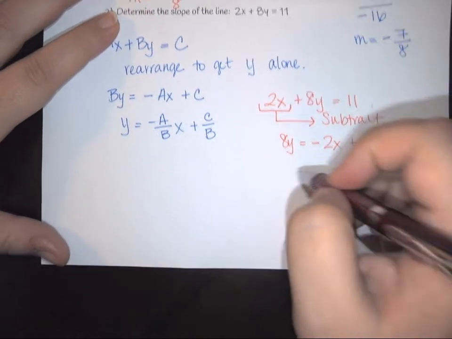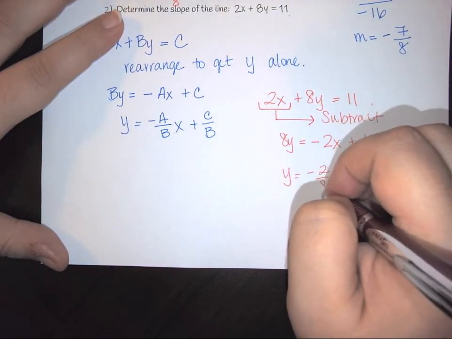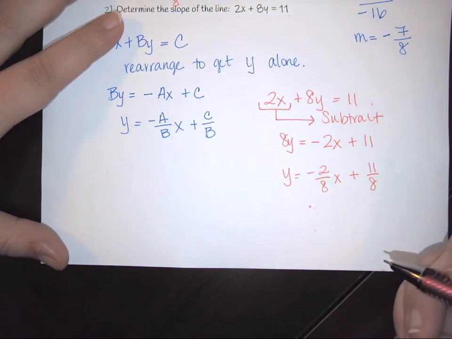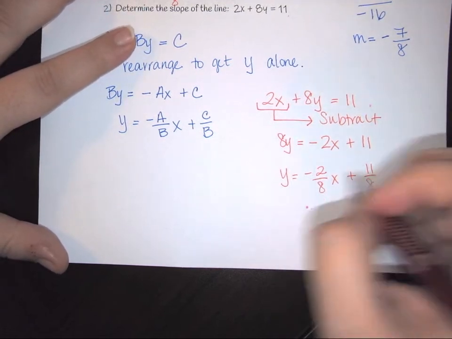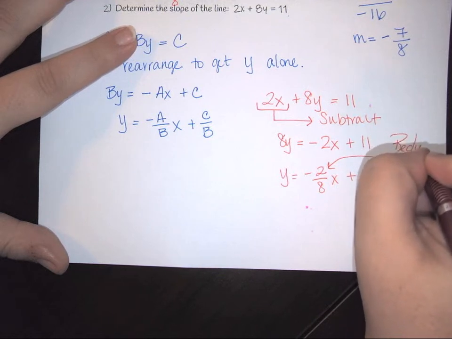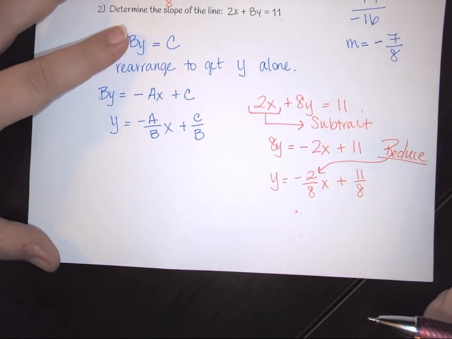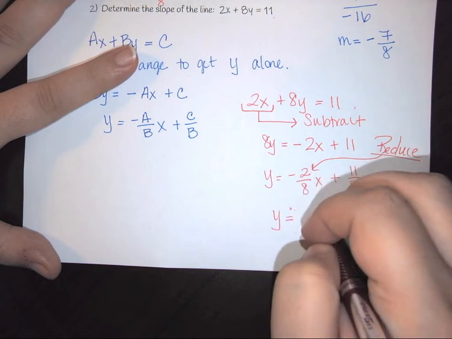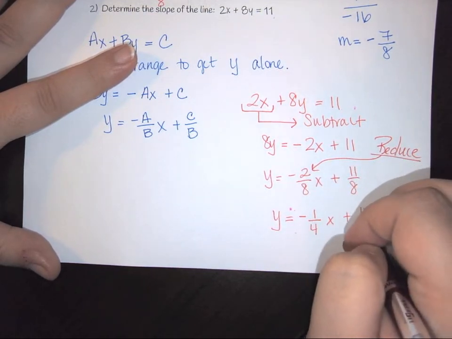I need to divide everything by 8. So I end up with y equaling negative 2 over 8 x plus 11 over 8. Now the last thing that I need to do is I need to reduce. 2 over 8 will simplify down. I can take a 2 out of top and bottom, so this is really going to give me y equals negative 1/4 x plus 11 over 8.